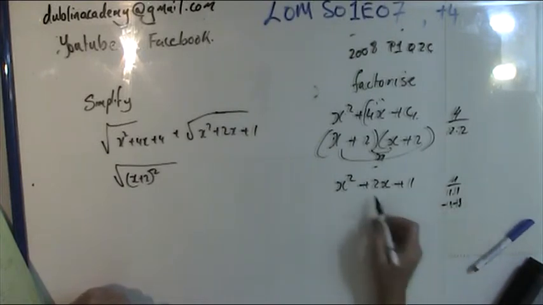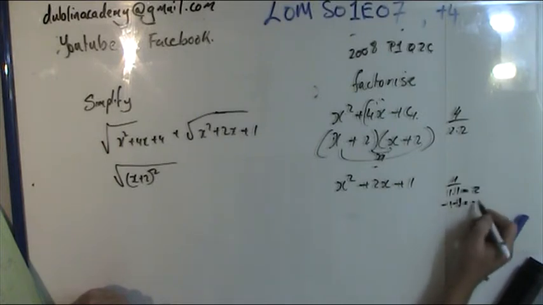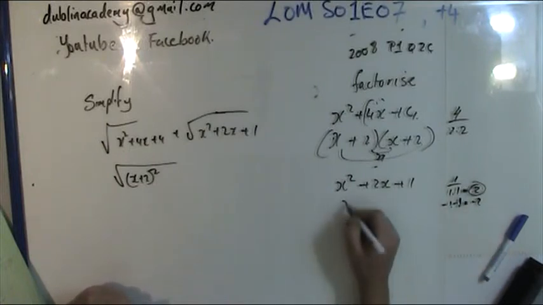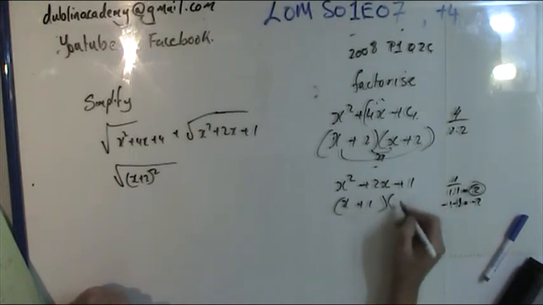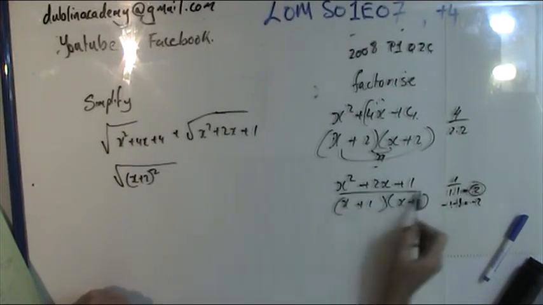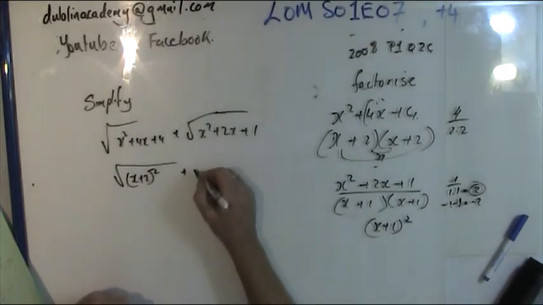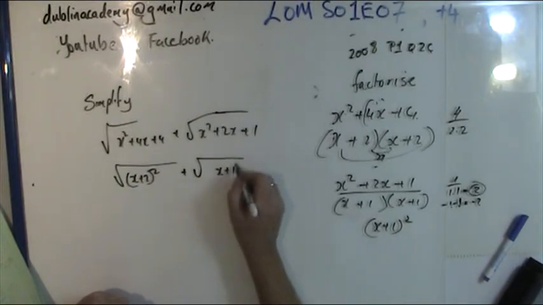We also have minus factors of it, but the ones that add to give me 2 is this. This adds to give me minus 2. So I'm only interested in this one here. Okay, so I put in x plus 1 by x plus 1. Now I know that this equation here is x plus 1 all to be squared. Okay, so this is plus x plus 1 all to be squared.